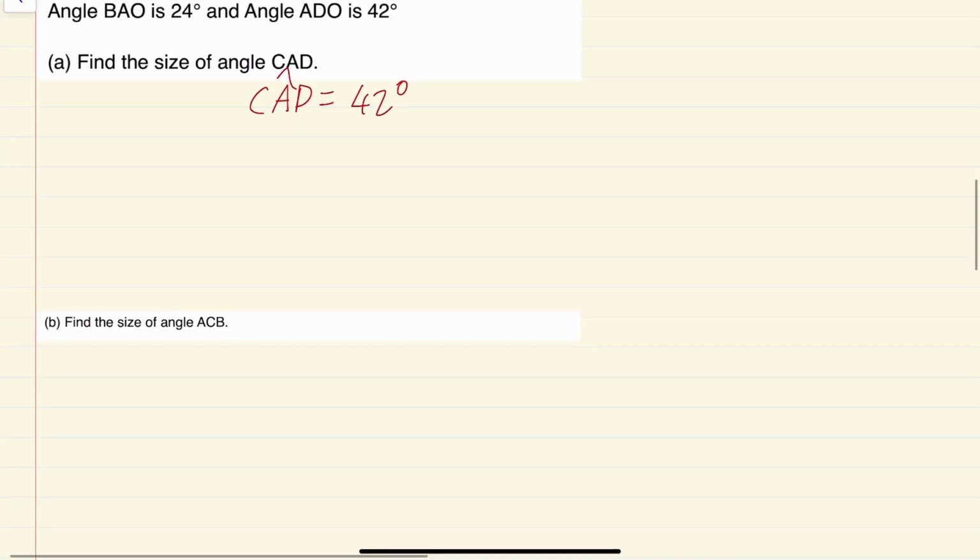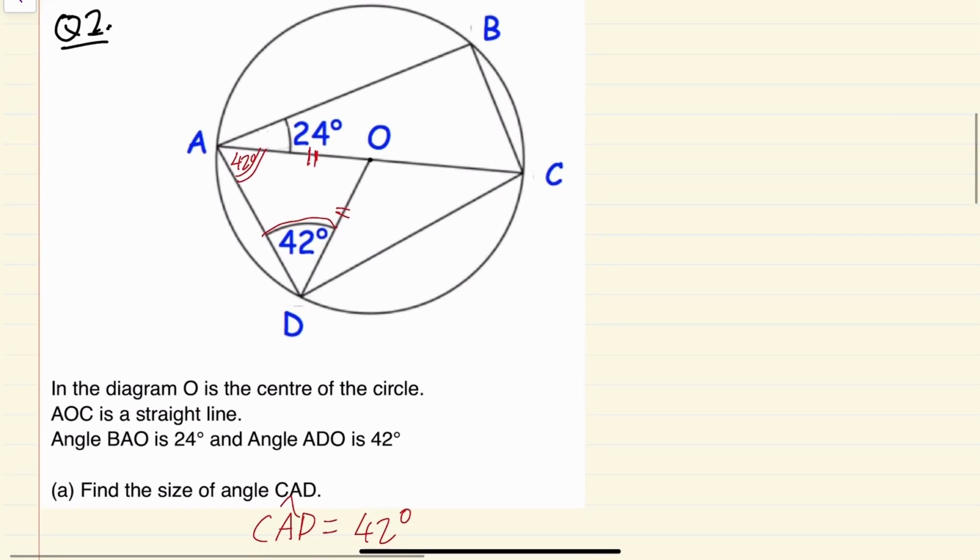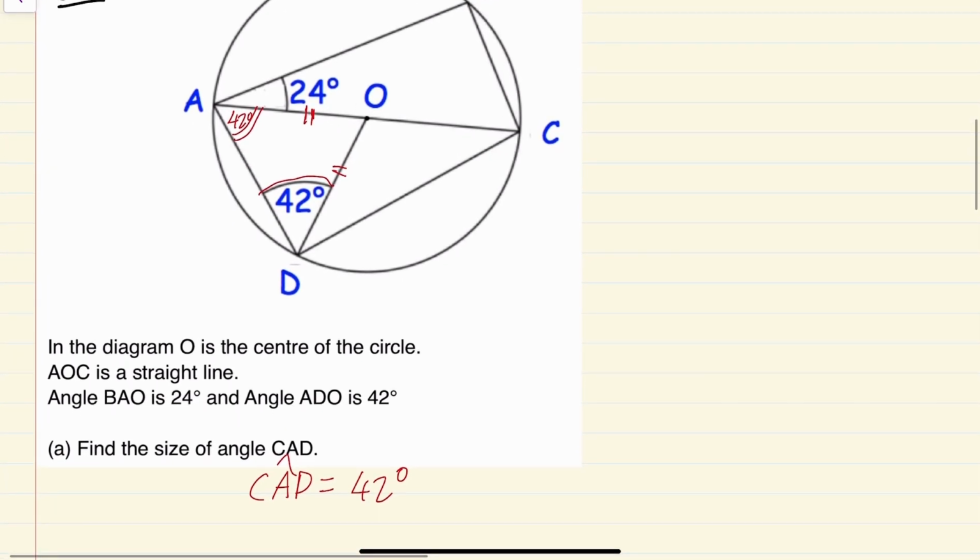Okay, what's next? It says find the size of the angle ACB. Sorry, ACB is in here. Right, if we look at this triangle here, this is a triangle which is made up of a diameter and then a line out to your circumference. So this angle in here, ADC, is going to be 90 degrees because that's the angle on a diameter. An angle at the circumference coming from a diameter is going to be 90 degrees.